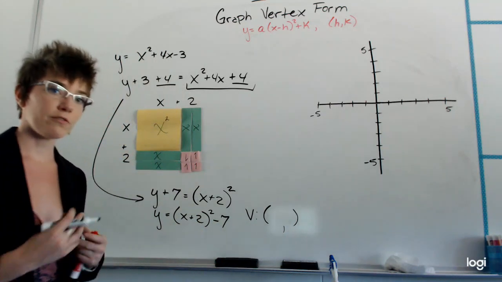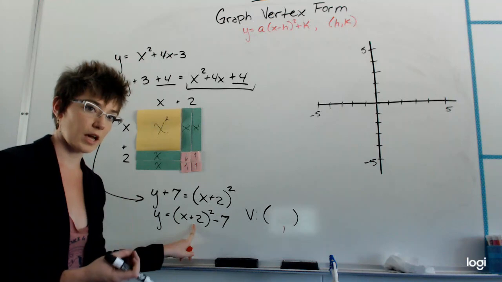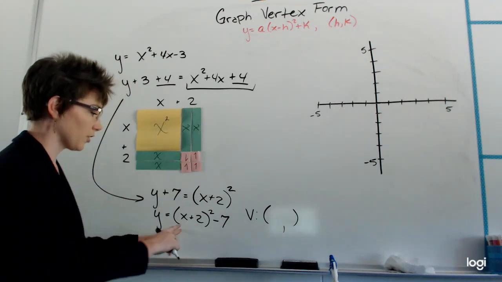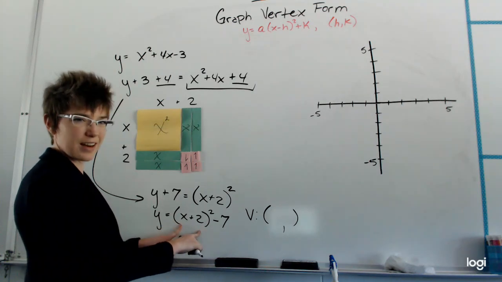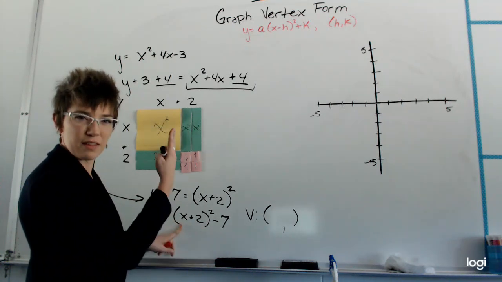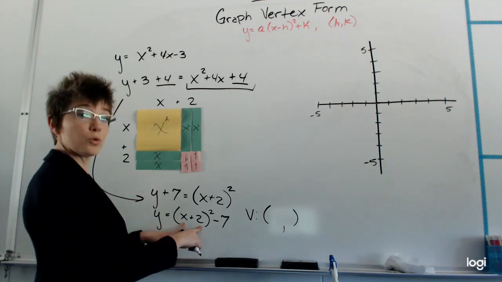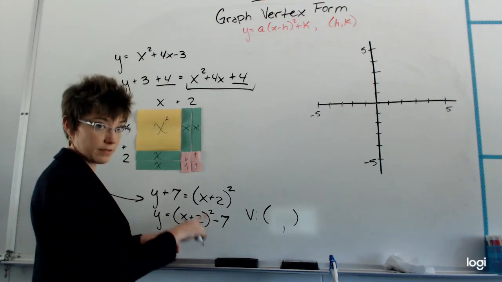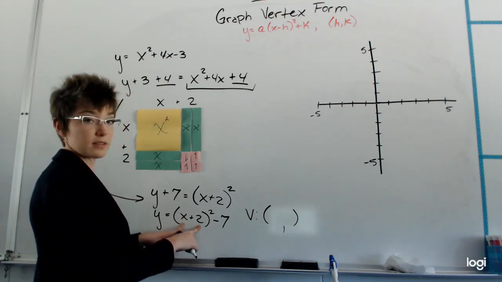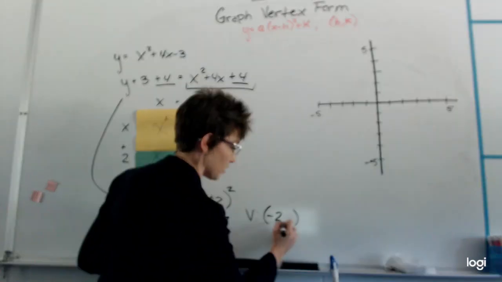When reporting your vertex, the x value here is always going to switch signs. So essentially you're looking for a value of x that would cause this factor to equal 0. That's one of the ways that I think about it. So the h value is not 2, it's actually negative 2. The h value inside of this factor is going to switch signs. So from positive 2, it becomes negative 2. So there should be a negative 2 here.